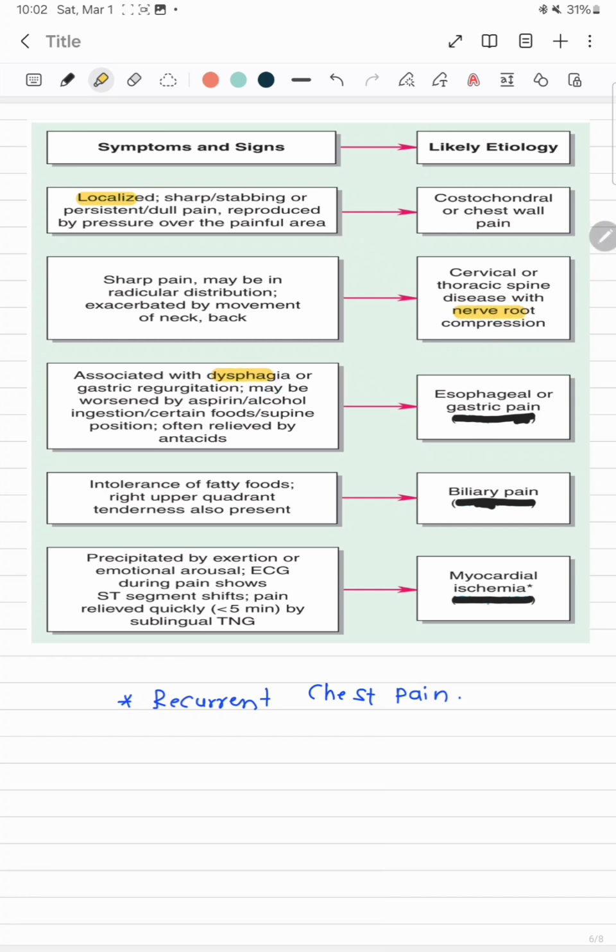Pain associated with dysphagia and gastric regurgitation, which may be worsened by aspirin, alcohol, ingestion of certain foods, spicy foods, and relieved by antacids, points towards esophageal or gastric pain, that is GERD or esophageal disorders, acid peptic disorders. Other than that, intolerance of fatty foods with right upper quadrant pain and tenderness points towards biliary pain. Pain precipitated by exertion or emotional arousal, with ECG during pain showing ST segment shifts and pain relieved quickly by nitroglycerin, will be myocardial ischemia. This is the approach to recurrent chest pain.